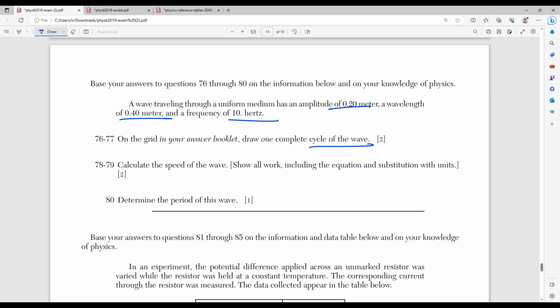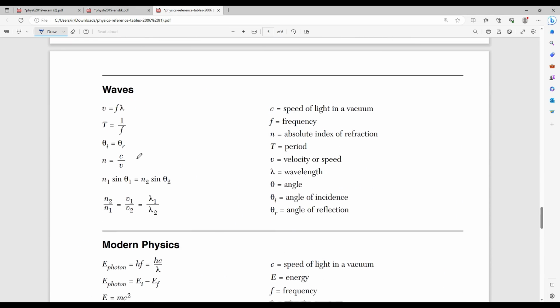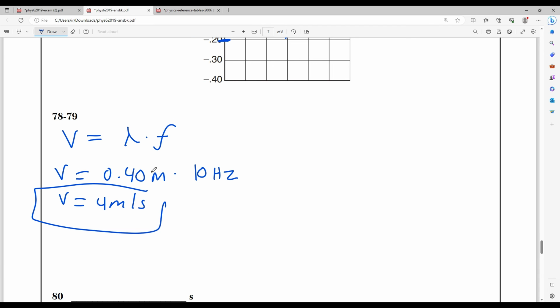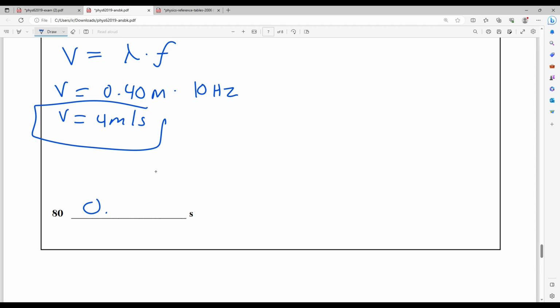Number 80 says determine the period of this wave. If we look at our reference sheet for waves, we know that T is equal to 1 over f. We don't need to show work for this because it just says determine. T is our period, so just substitute units. T is equal to 1 over 10 hertz. That means the period is 0.10 seconds, or 0.1 second.